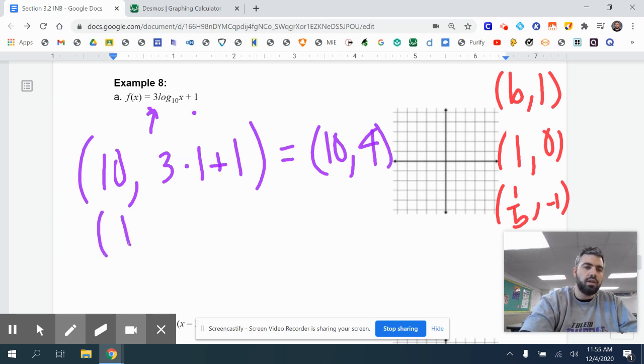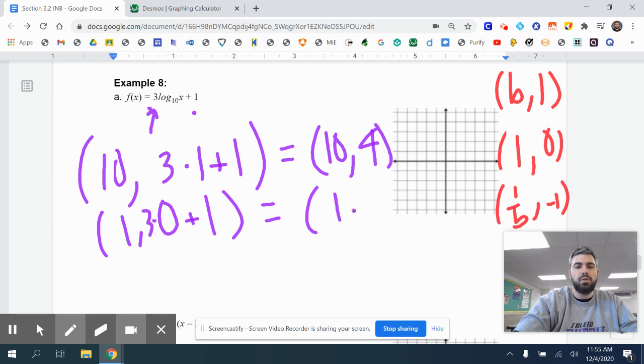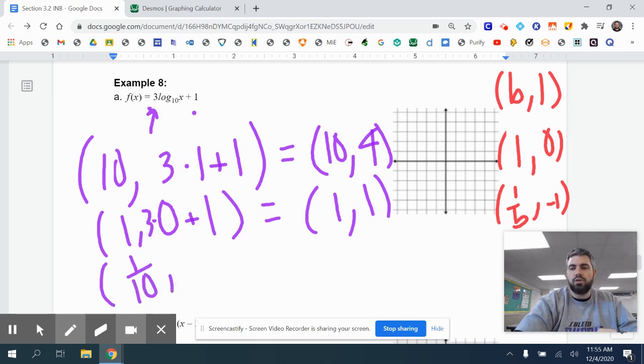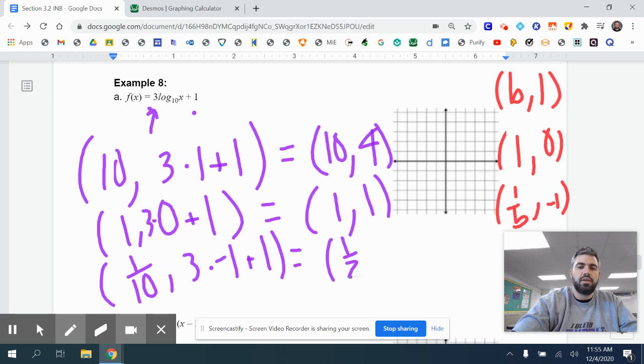Then we have our next one, (1, 0), 3 times 0 plus 1. Okay, so that'd be 1, 3 times 0 is 0, plus 1 is 1. Okay, so there's our second important point. And finally, the last one, 1/10, is going to be 3 times -1 plus 1, which would be 1/10, and then -3 plus 1 would be -2. Okay, so those are 3 important points, and we can graph those, right?